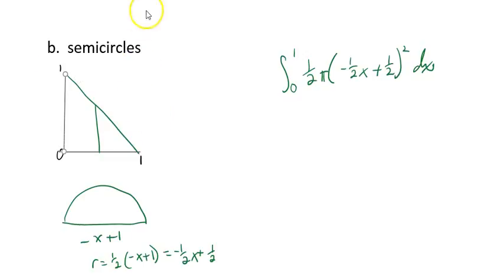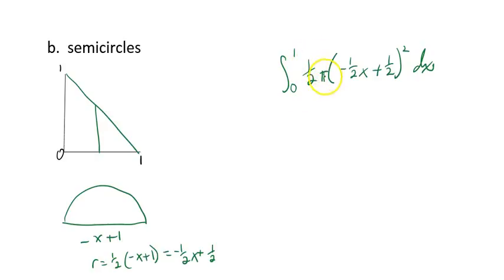Semicircles is the one with a little bit of a challenge because, again, when I look at my slice, the bottom of that slice is our function, negative x plus 1, but our area formula has just the radius, which is half of that. So if I look at the radius as half of negative x plus 1, I'm going to distribute just to make it a little easier to plug in. If I distribute the negative 1/2, the 1/2, I get negative 1/2 x plus 1/2. So I would be doing the area from 0 to 1.